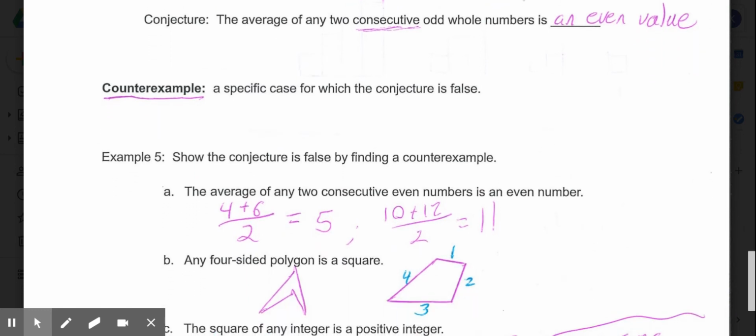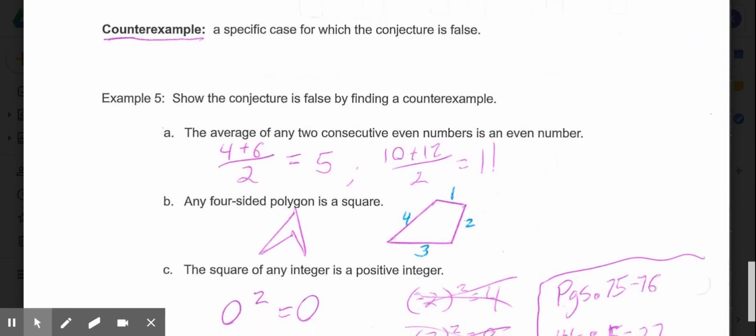So then our final idea for today is the idea of a counterexample. Now a counterexample is a situation that proves a statement or conjecture is false. So it's a situation in which the conjecture statement is false. Now, in order to prove something's true in geometry, we have to prove it for all situations. In order to prove something is false, we only need one counterexample.